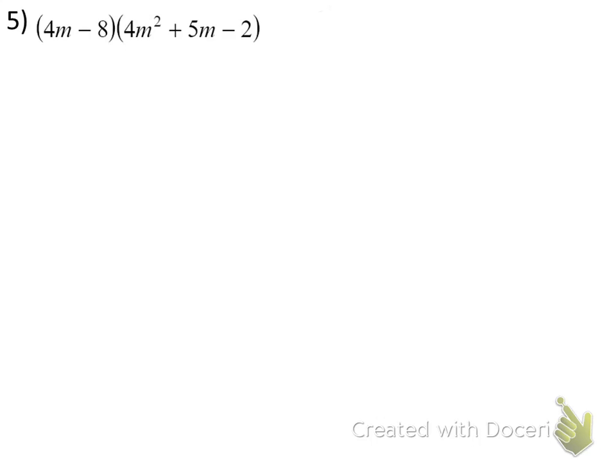Number 5, so we got 4m times 4m is 16m cubed. 4m times 5m is positive 20m squared. So again, if you made a mistake, do not erase it yet. Fix your mistake if you made a mistake.